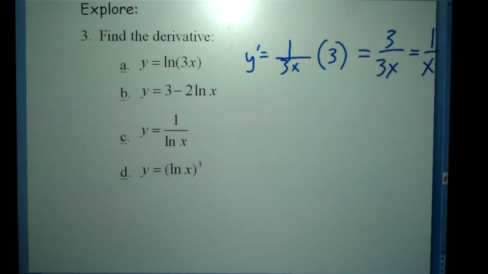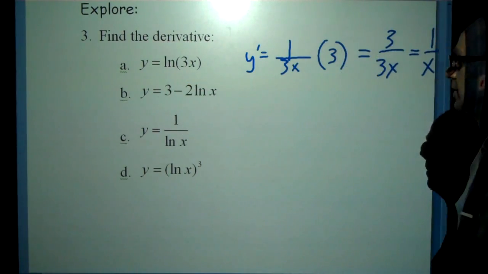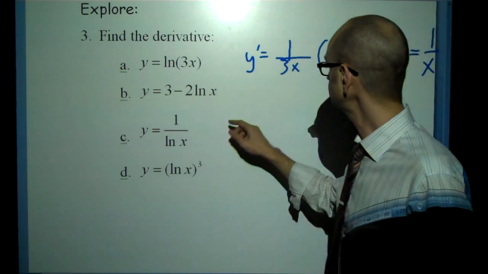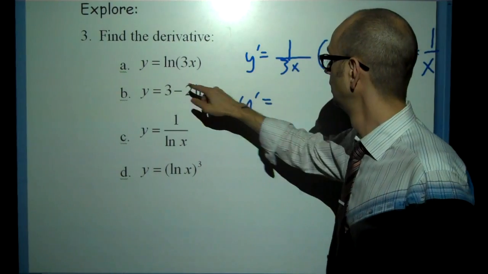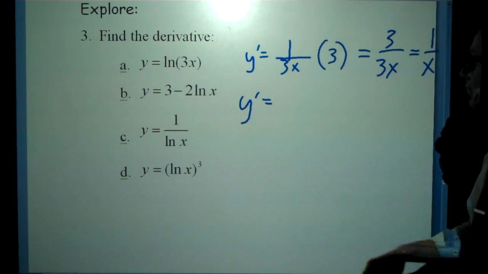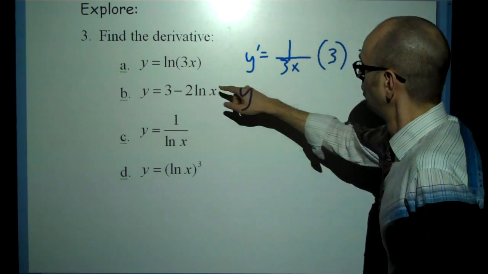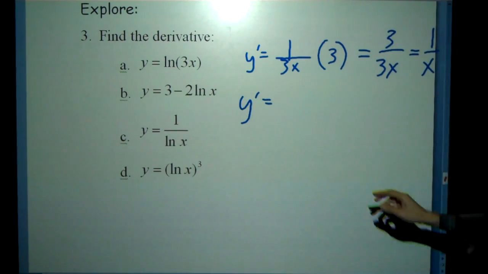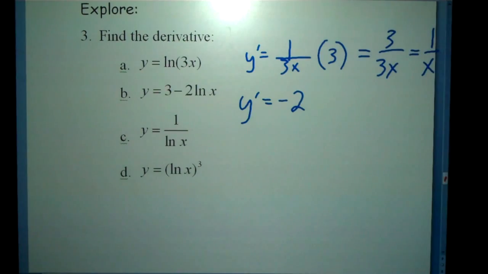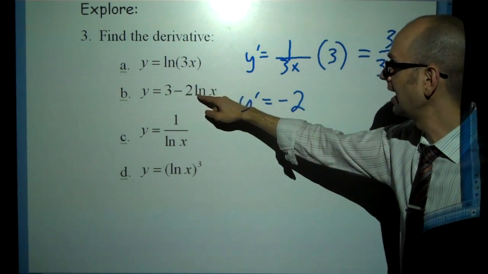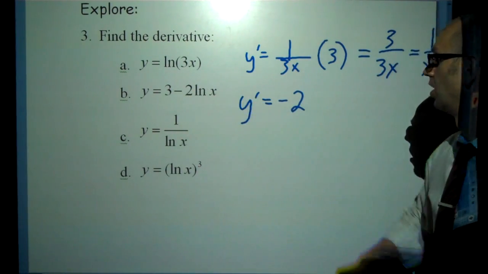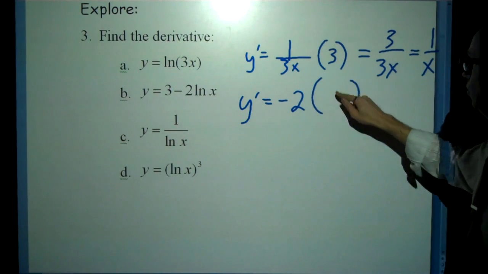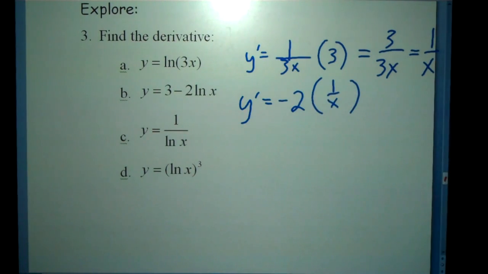Part B, I've got 3 minus 2 times the natural log of x. Well, the derivative of 3 is 0, so that's gone. Remember, any coefficients we have, all the way back to our first lesson on the shortcuts, those just stay there. We don't do anything with them. They're just hanging out. So we have negative 2 times the derivative of the natural log of x, which is 1 over x. There's no stuff involved. Now we just multiply those together, and we have negative 2 over x.